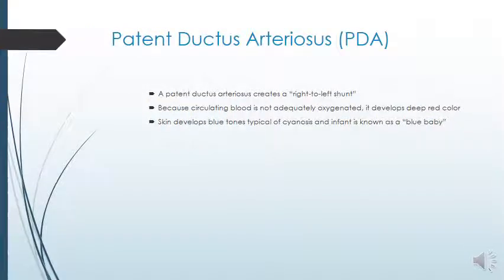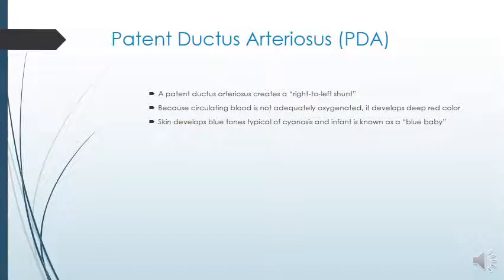In the case of a patent ductus arteriosus, a PDA, the ductus arteriosus does not contract after the baby takes its first breath, and so there still is a connection between the aorta and the pulmonary artery. So again, we have wasteful recirculation. Instead of all the blood going out of the left ventricle and out to the rest of the body, some of it may come back, by way of the ductus arteriosus, to the pulmonary trunk.